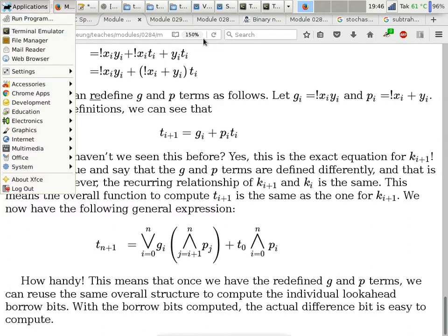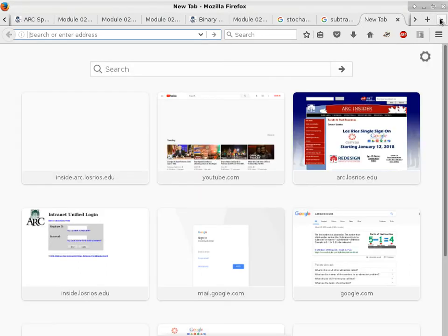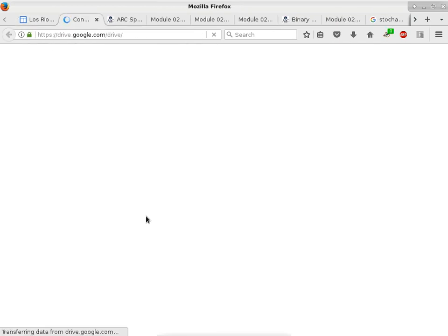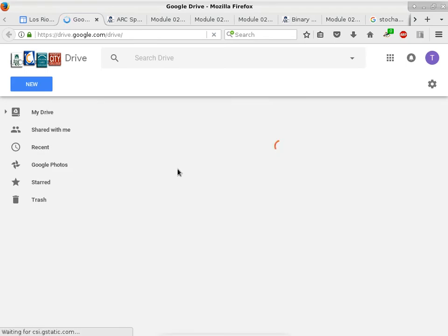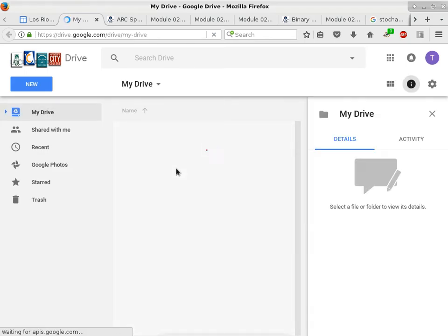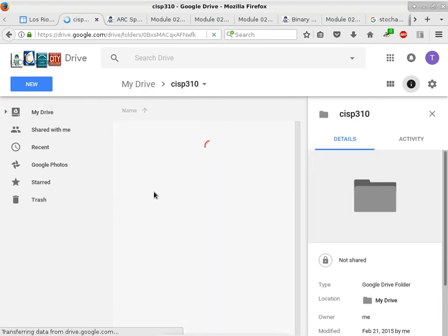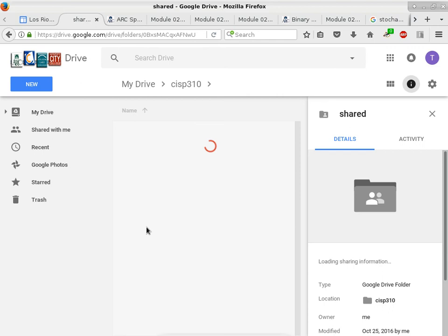And to do that, I'm going to use a spreadsheet. So we're going to use Google Drive, and I'm going to go to a folder that will be shared with the class. Just remind me to put that link into the class, so that you guys all have access to this. So CISP 310, and there's a shared folder here already. I just have to create the spreadsheet somewhere within the shared folder.